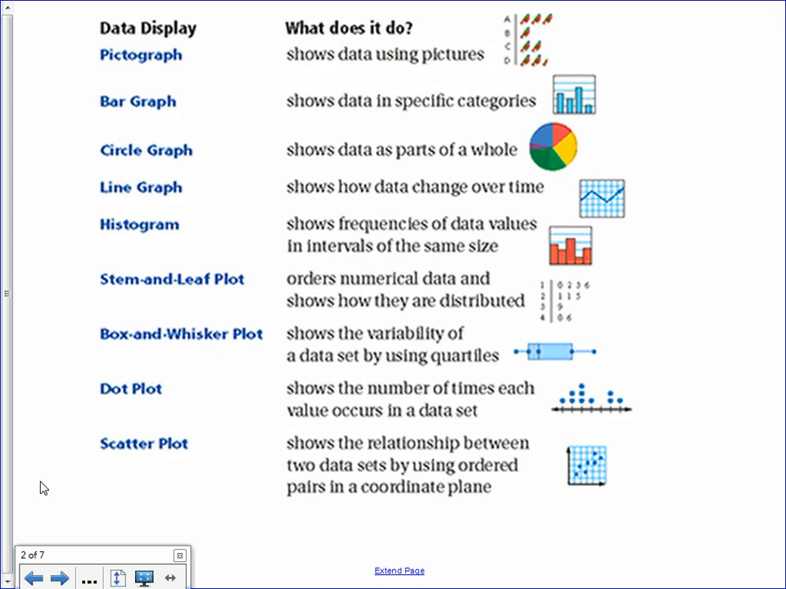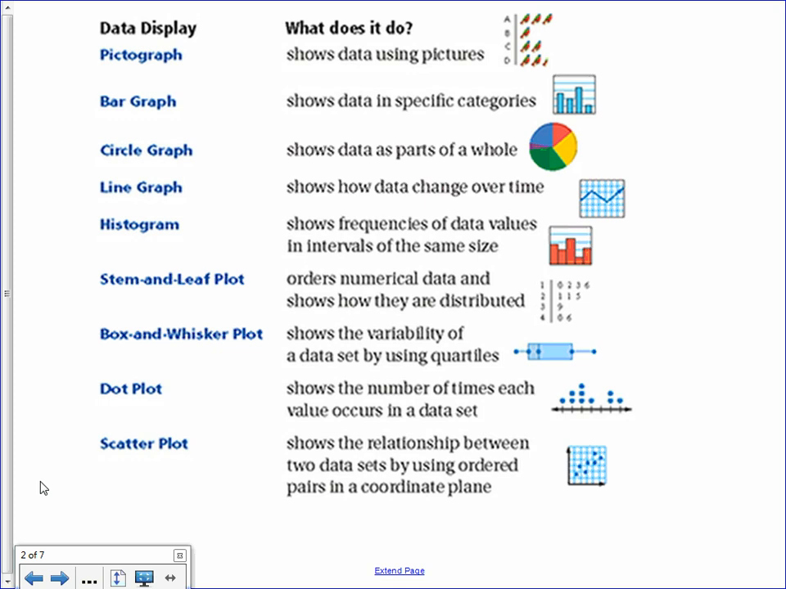Okay. A bar graph shows data in specific categories, so if you have information broken down into different categories, a bar graph will be your best type of display. A circle graph shows data as parts of a whole. So if you're surveying a whole class and you want to know what percentage are involved in different activities, that might be a good thing if you're doing a whole class. So you're showing data as parts of a whole, a circle graph is helpful.